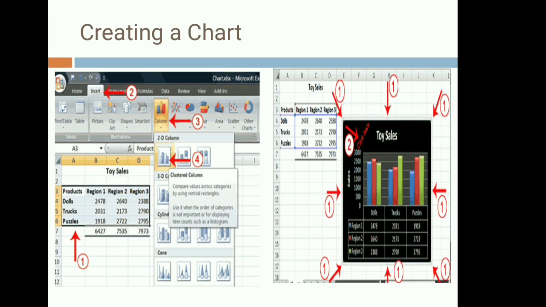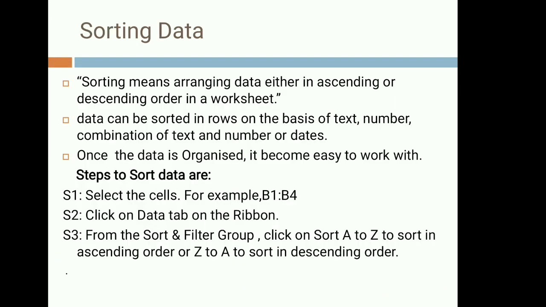Okay, move to our next heading, that is how to sort the data. Firstly I want to tell you what sorting is. Sorting means arranging data either in ascending or descending order in a worksheet. I think you know what ascending and descending are, but I will tell you what ascending is. Whenever we sort things starting from A to Z, that is ascending order. That means smaller to bigger.